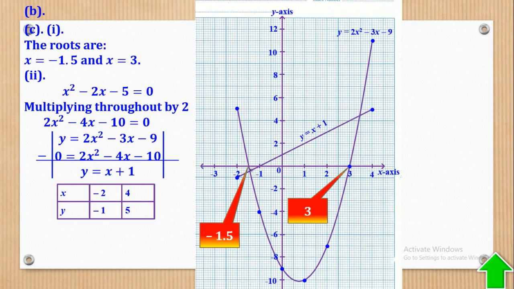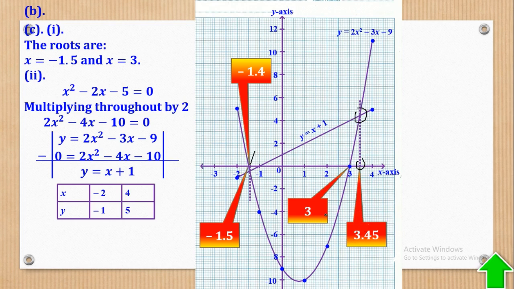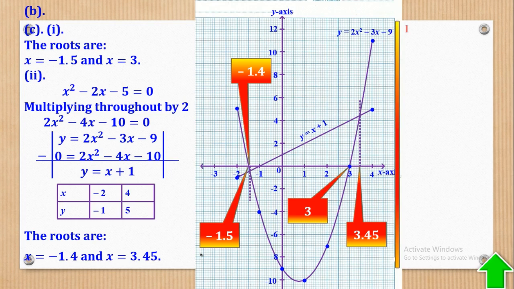So now that I've got that, the roots will now be the intersection of the line and the curve. So I think here there is a point of intersection, and also here there is a point of intersection. So let's start with this one and read off that value. So when I read off this value, I realize the value is -1.4, and for this part I'll have to drop a vertical line to meet the x-axis and read off this value. So when I read off that value, it will be 3.45. So I'll come here and say that the roots are x equal to -1.4 and x equal to 3.45. So basically that's what they wanted, and now let's see how much can be awarded.